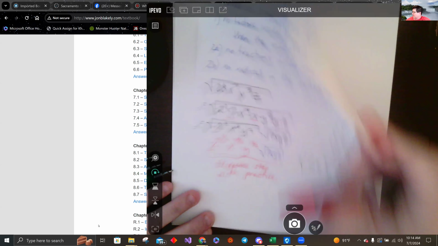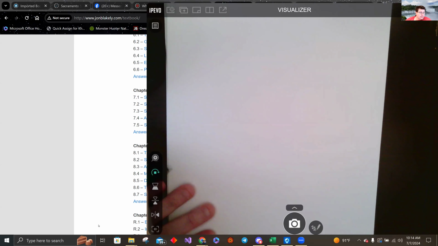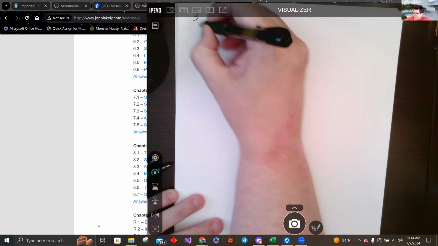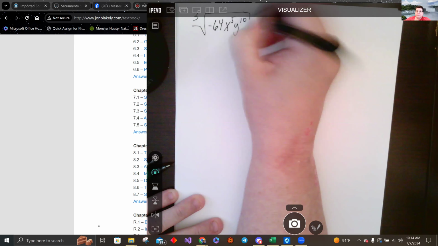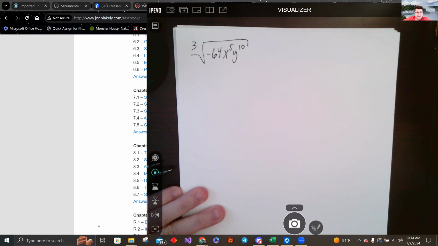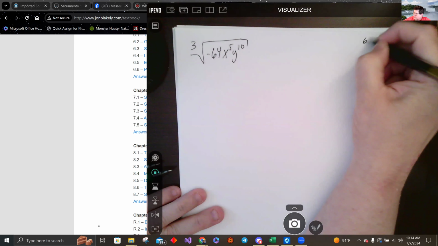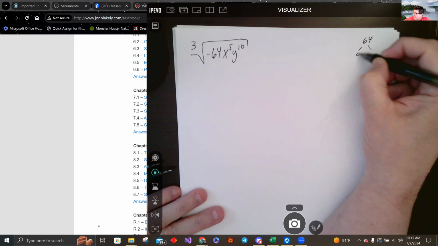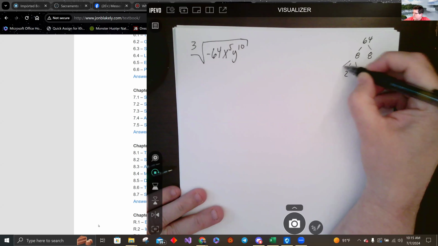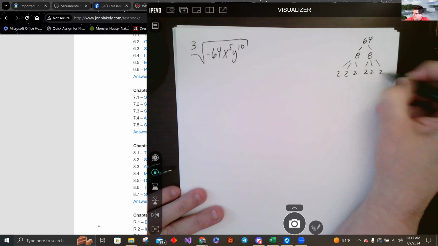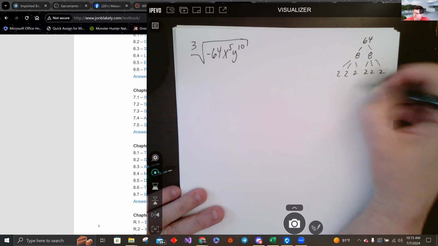Let's do one more for this video and we'll call this section a wrap. You guys try. Cube root of negative 64, x to the 5th power, y to the 10th power. Give that bad boy a try. It might help to do 64 is 8 times 8. This is 2 times 2 times 2. So is that. So this is really 2 to the 6th power.